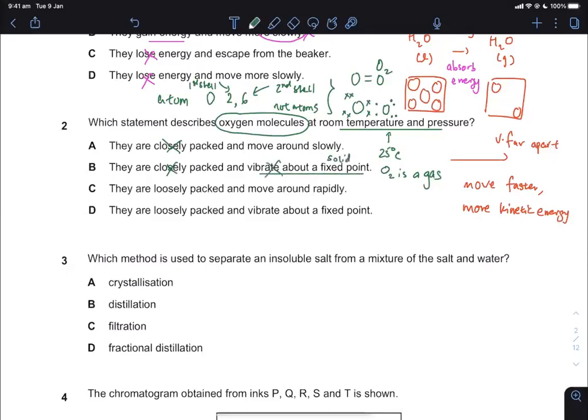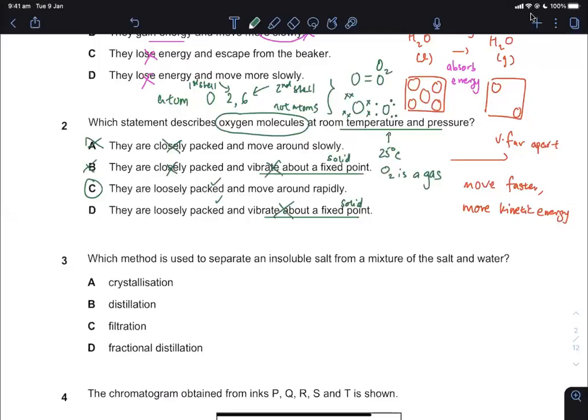Vibrate about fixed points is for solid. Well, actually, I already crossed out A and B, so I don't even have to check that at all. Loosely packed means a lot of space in between. Vibrate about fixed point, I did say that it's wrong because that is for solid, so it has to be C there.